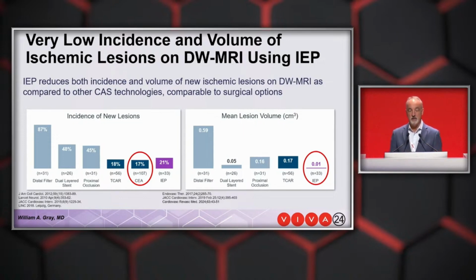If we look on the right-hand side of this slide, you can see that the mean lesion volume, which is probably the most relevant for the patient, is the lowest with integrated embolic protection, and certainly in keeping with the other device and surgical categories listed.